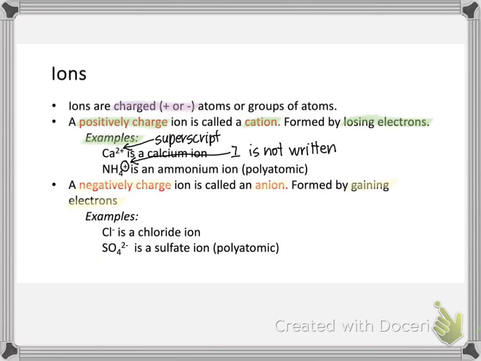Again, electrons are negative, so when you gain negative, it will become a negative ion. And below I have 2 formulas, examples of how an ion would look when it's negative. So there's the chloride ion that has a 1 negative. And then below it, this is the polyatomic ion, the sulfite ion.